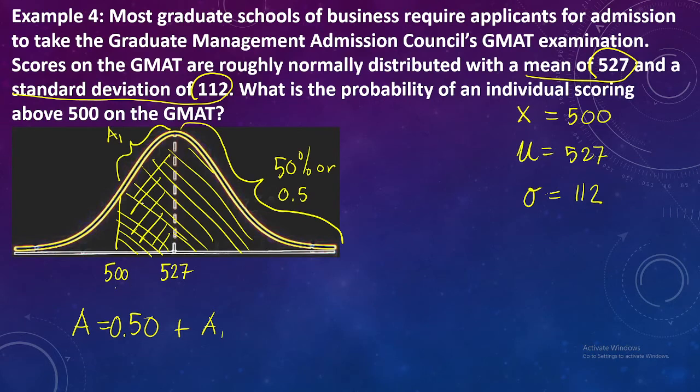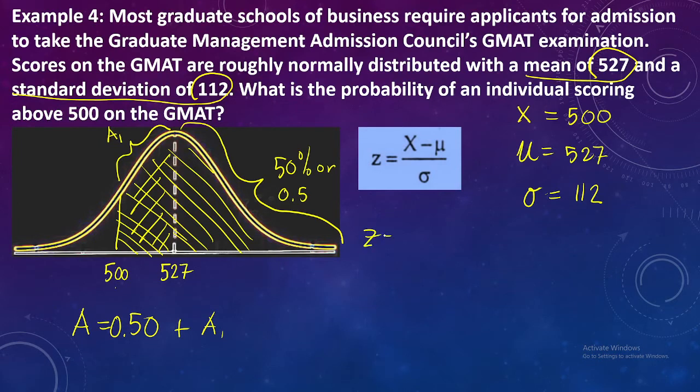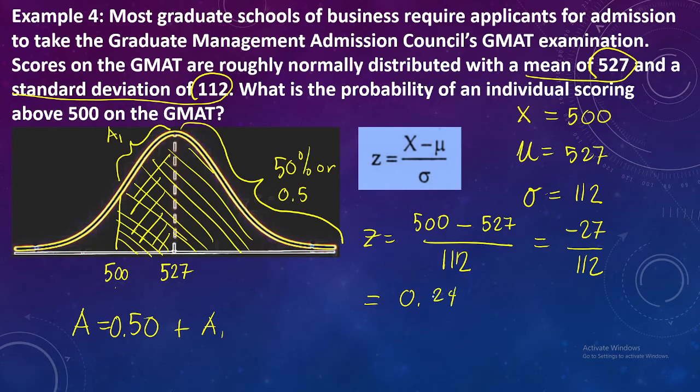So to get this area, we need to solve the Z first. So let's solve the Z now. We have our score, which is 500, minus the population mean, which is 527, divided by 112. So this is negative 27 divided by 112. So 27 divided by 112 will give us 0.24, negative. So meaning the Z, the answer is negative 0.24.